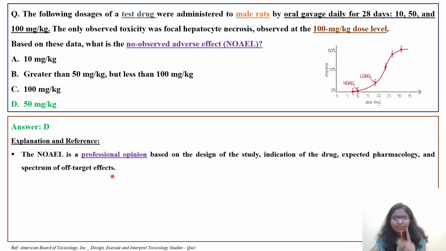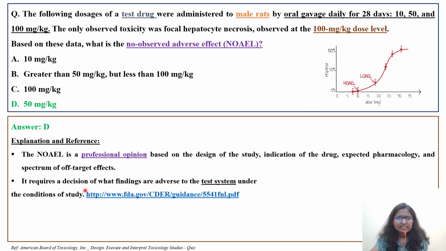Okay, if our chemical, whichever we are administering to the test system animal, we want the drug to go and act on a certain target, like if it is brain targeting or liver, but it is going and affecting the heart. So on target, off target effects, you have to remember this terminology: on target, off target. Okay, it requires a decision of what findings are adverse to the test system. Your test system is male rats, under the conditions of the study.